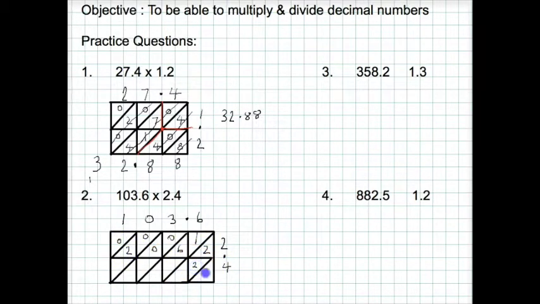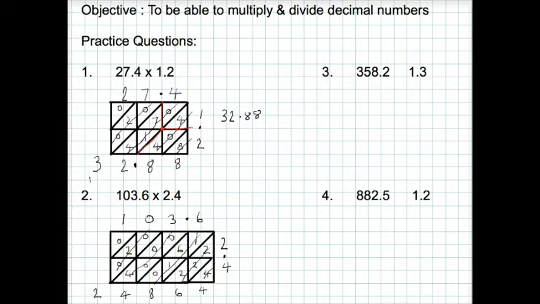4 6s, we've got 24, 4 3s, we have 12, 4 zeros, 0, and 4 1s, 4. And then again we add diagonally, we have 4, 2, 4, 6, 1 and 6 and 1 is 8, and 0, 0, 0 and 4 just gives us 4, and then we've got 0, 2 and 0, which is 2. Always check the last column here, there's nothing in it, so our digits are 24864.